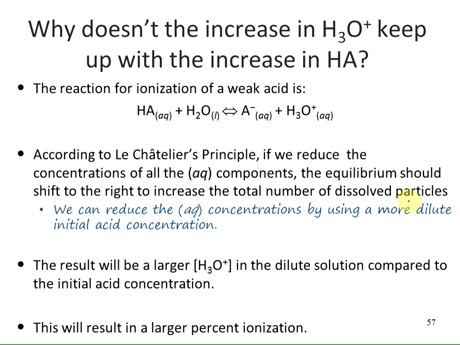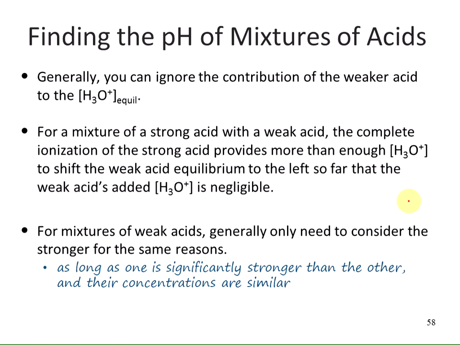Now let's talk about how we find the pH of a mixture of acids. Contributions of the weaker acid to the hydronium ion concentration at equilibrium. For a mixture of a strong acid with a weak acid, the complete ionization of the strong acid provides more than enough hydronium ions to shift the weak acid equilibrium to the left so far that the weak acid's added hydronium concentration is negligible. For mixtures of weak acids, we generally only need to consider the stronger for the same reasons. And this is as long as one is significantly stronger than the other and their concentrations are similar, that we can make this assumption for when we have mixtures of weak acids.